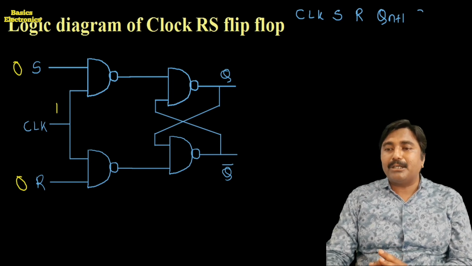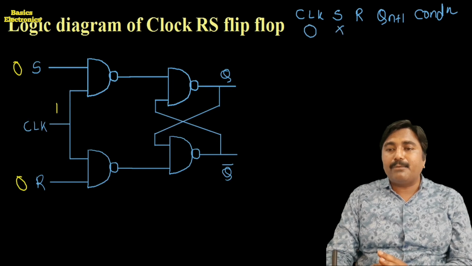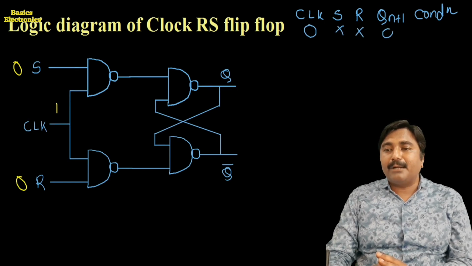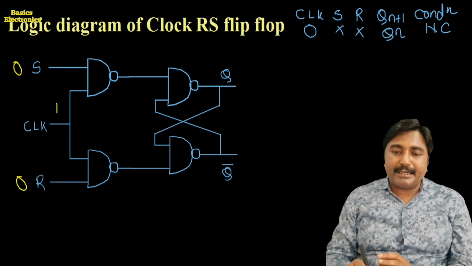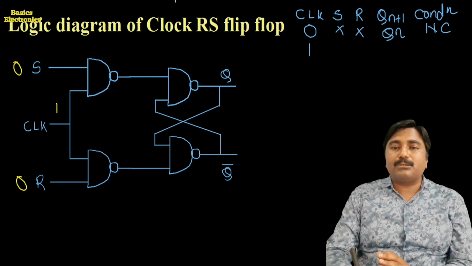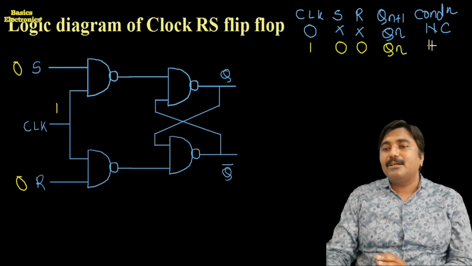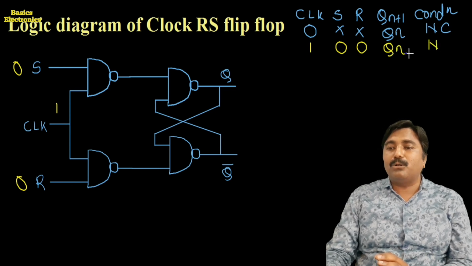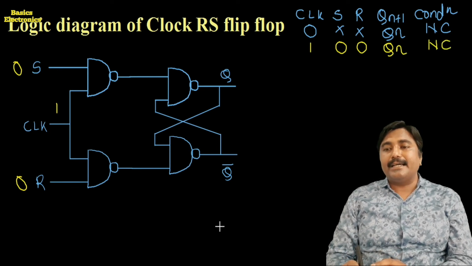Okay, so for Qn plus 1, we write down the conditions. When the clock pulse is low, whatever the S and R input, the output is Qn, and we call this condition NC, the no change condition. When the clock pulse is equal to 1, S is equal to 0, R is equal to 0, again we get the no change condition. We write down the output Qn plus 1 is equal to Qn, and here it is NC.